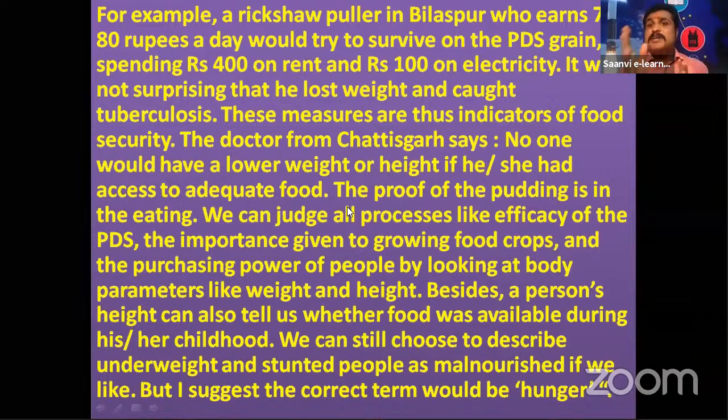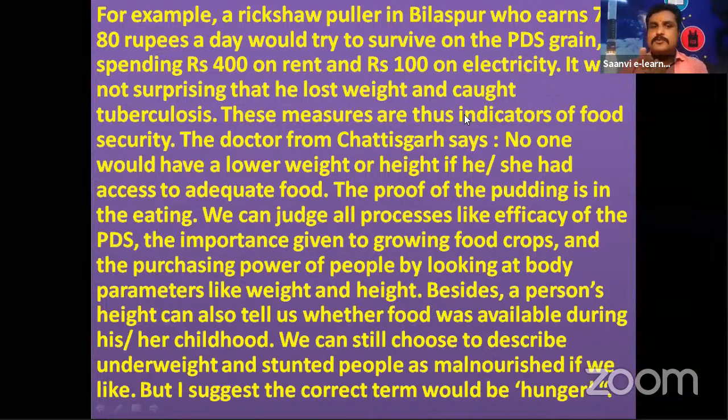These measures are thus indicators of food security. The doctor from Chhattisgarh says no one would have a lower weight or height if he or she had access to adequate food. The proof of the pudding is in the eating. We can judge the efficiency of PDS, the importance given to growing food crops, and the purchasing power of the people by looking at body parameters like weight and height. Besides, a person's height can also tell us whether food was available during his or her childhood.